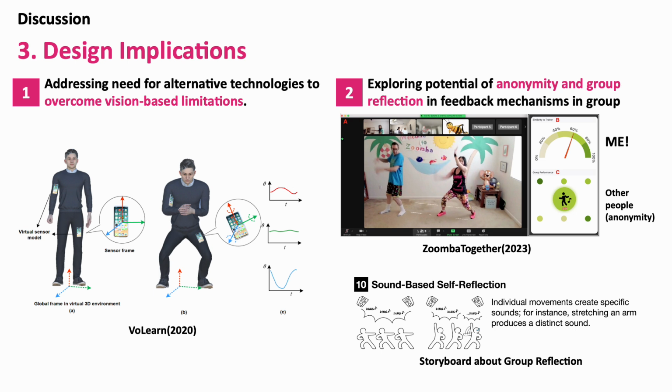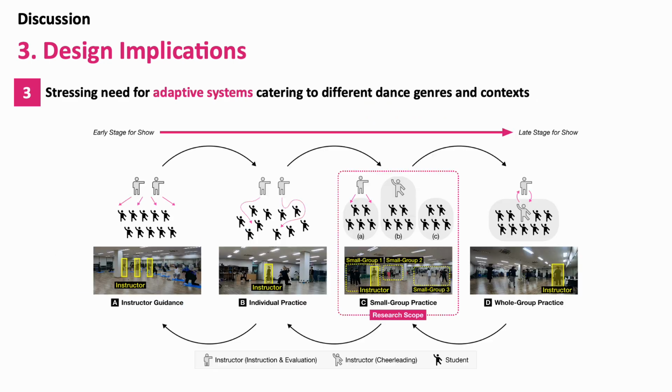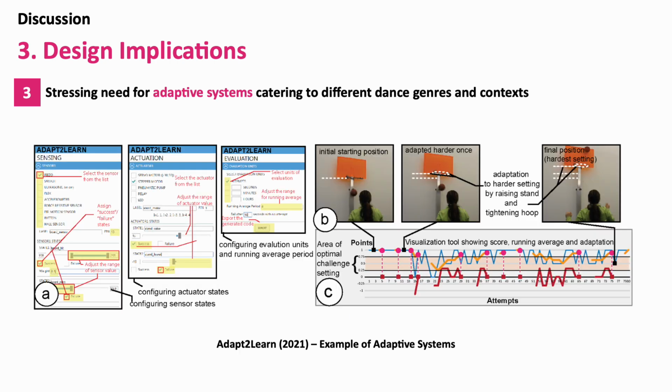Balancing individual and group needs. Future systems should strive to support both individual improvement and group cohesion, perhaps by offering both private and public feedback options. We stress the importance of developing systems that can adapt to different dance learning contexts. The Adapt to Learn system serves as an example of how technology can be tailored to various learning contexts.